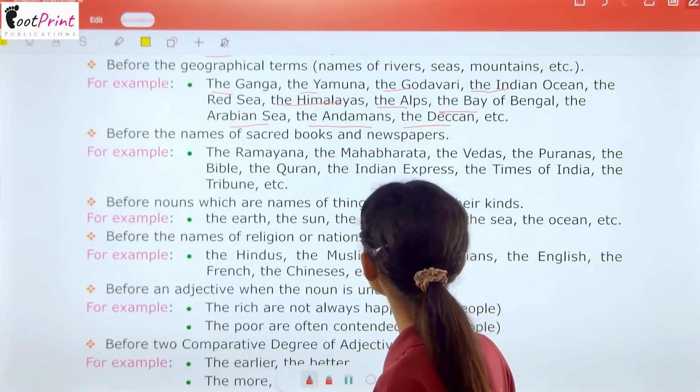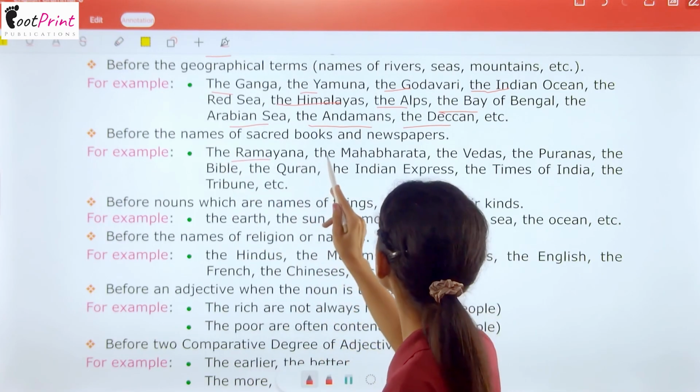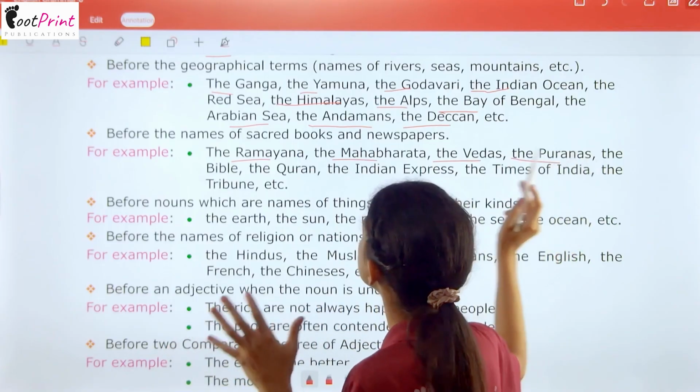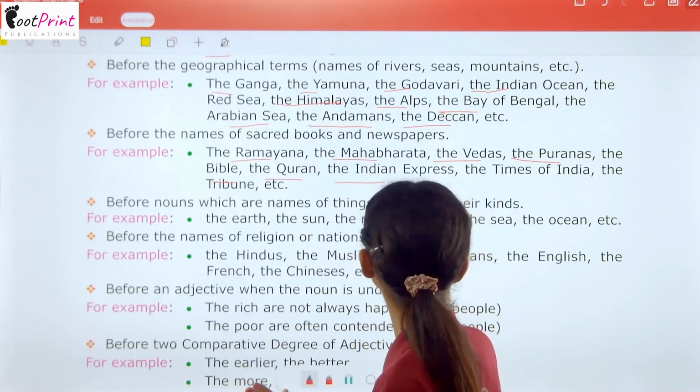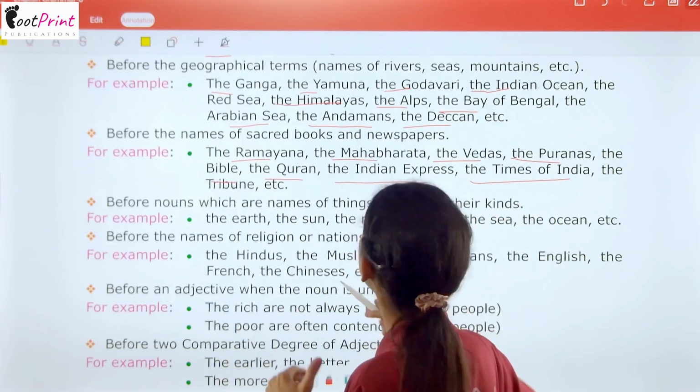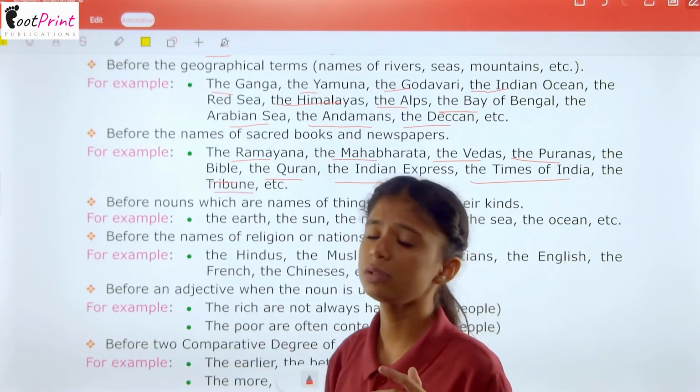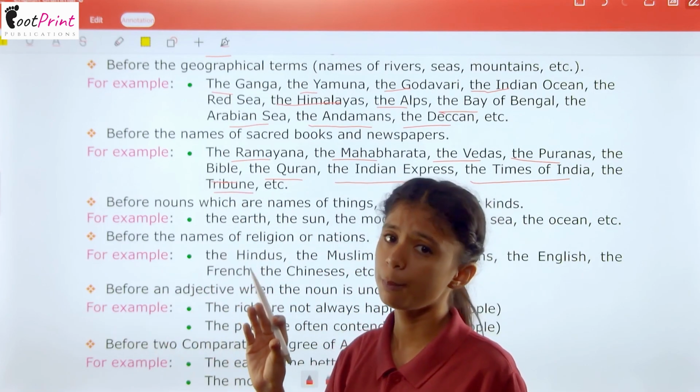Before the names of sacred books and newspapers, for example, the Ramayana, the Mahabharata, the Vedas, the Puranas, the Bible, the Quran, the Indian Express, the Times of India, the Tribune, etc. All these are either the names of newspapers or epics.